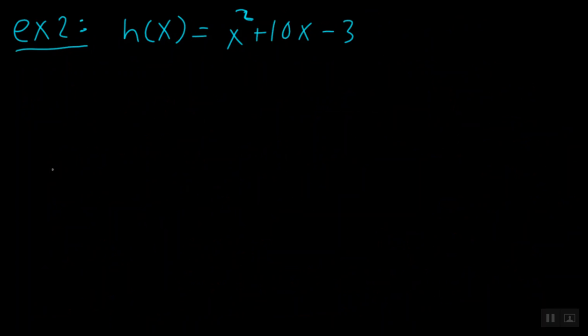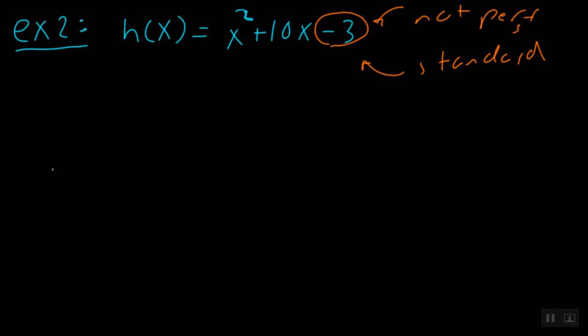Okay, let's take a look at example 2, and let's say we want to change example 2 from our standard form. So I'll just go ahead and write that. It's in standard. So we're going to change that from standard to vertex form, and we have to do that because that is not a perfect square. Okay, what are we going to do?